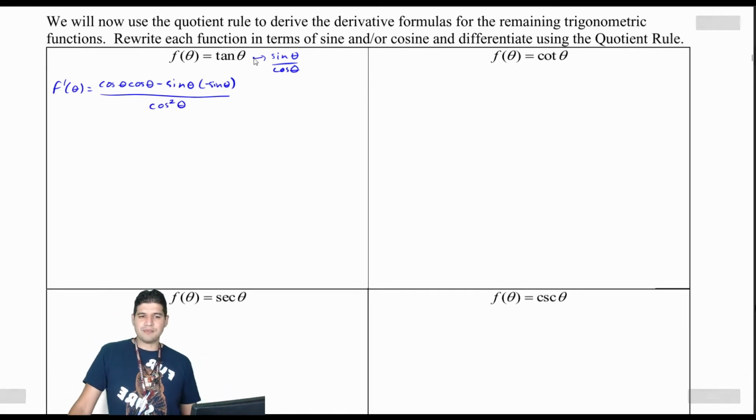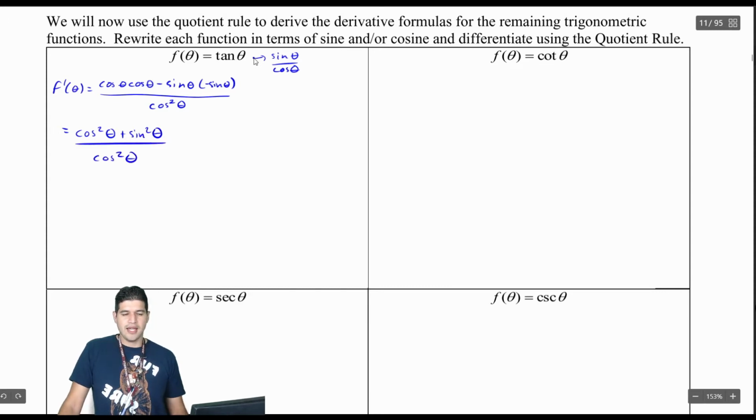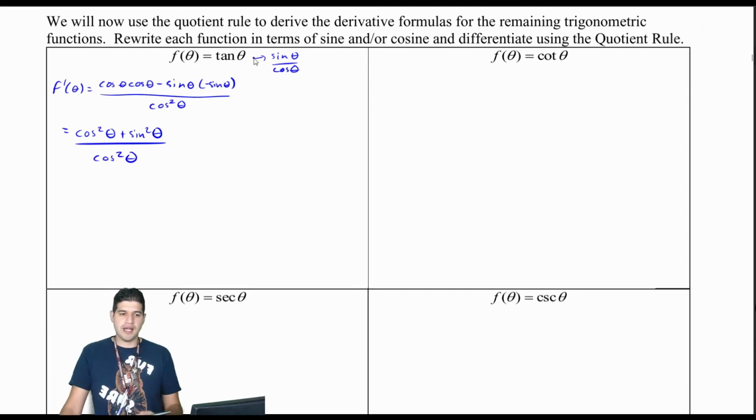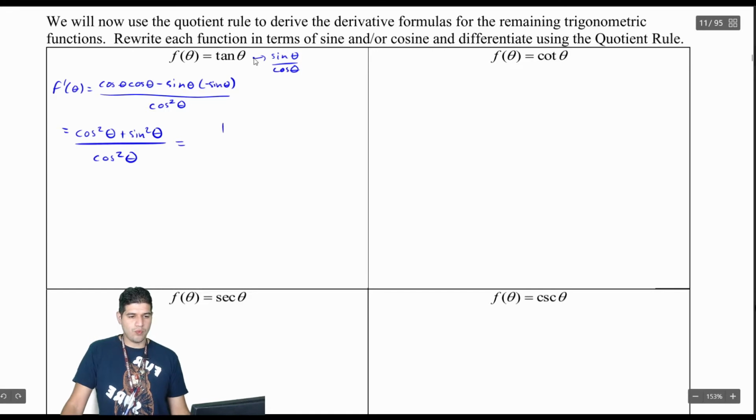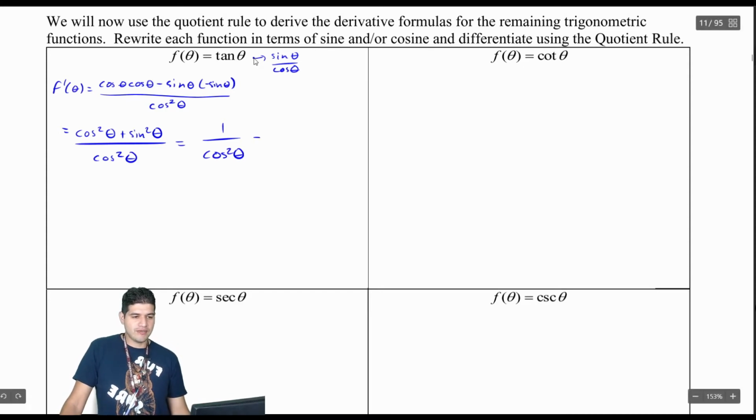All right, let's simplify this. Let's see what happens here. So I get cosine squared theta plus sine squared theta all over cosine squared theta. And that's a Pythagorean identity, and that's going to be helpful here. Cosine squared plus sine squared gets me 1. So I'm going to get 1 over cosine squared theta, and I can rewrite that as secant squared theta.